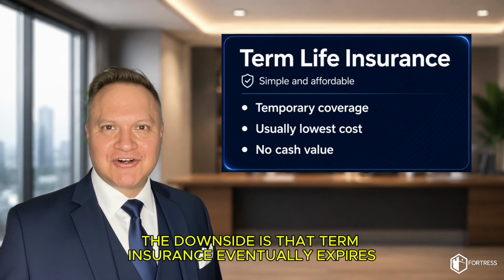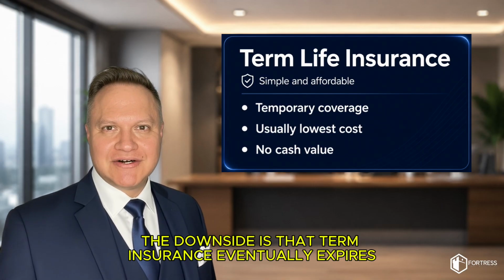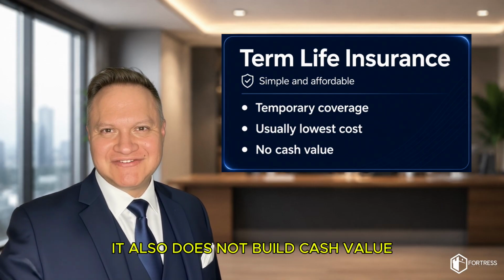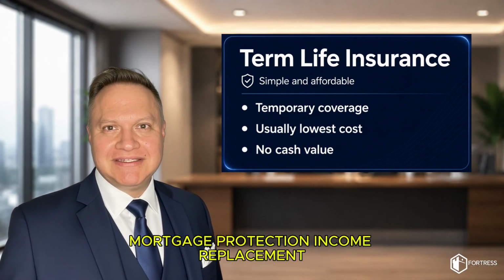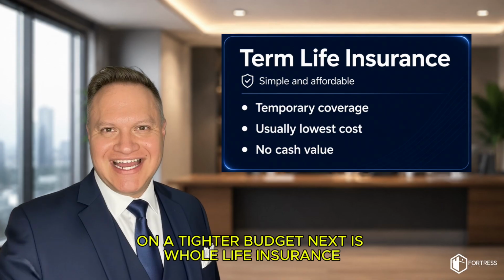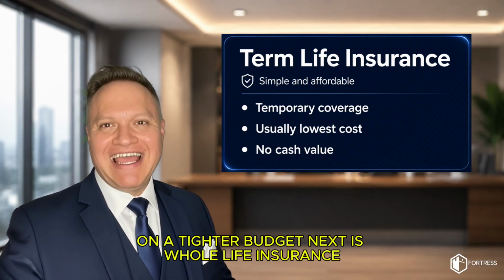The downside is that term insurance eventually expires. It also does not build cash value, so term is often best for young families, mortgage protection, income replacement, and people who need strong coverage on a tighter budget. Next is whole life insurance.